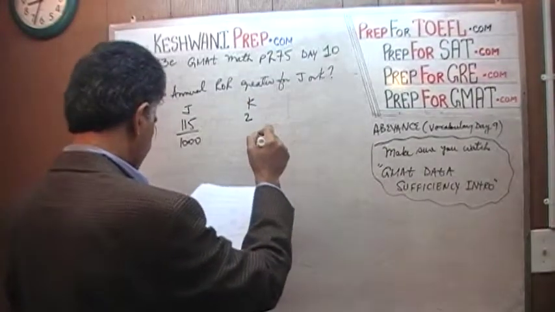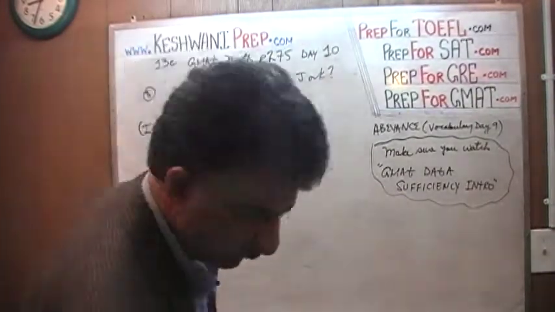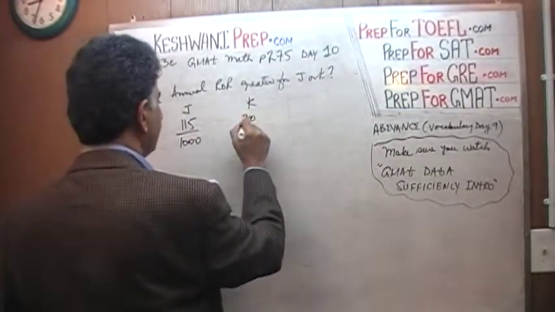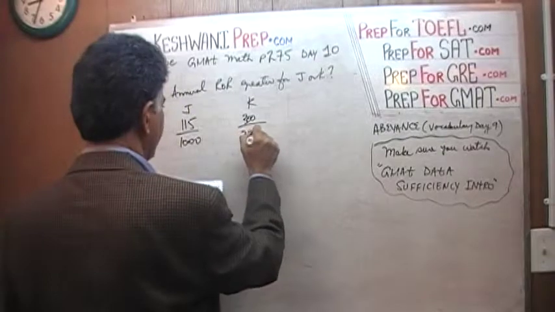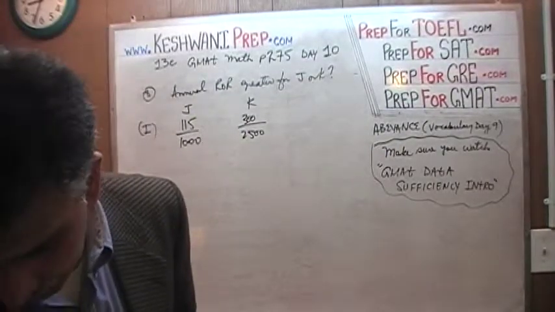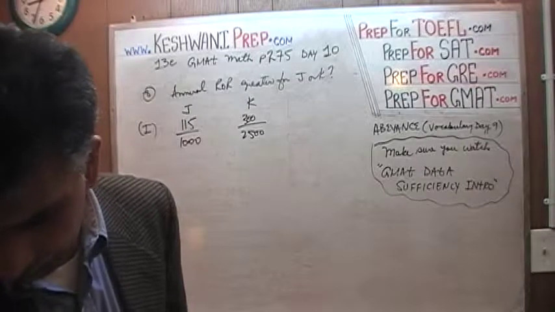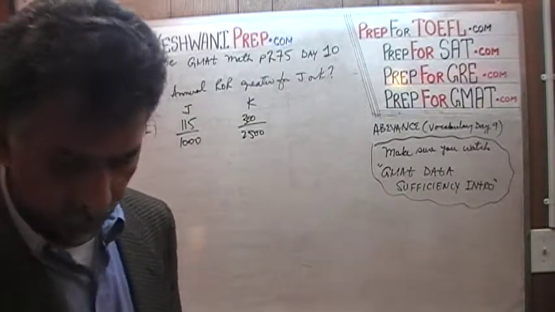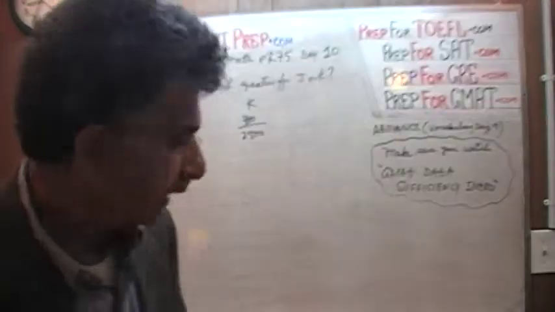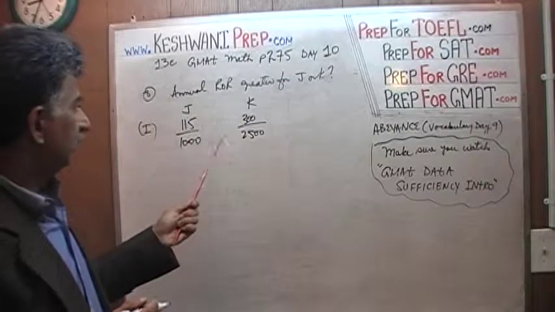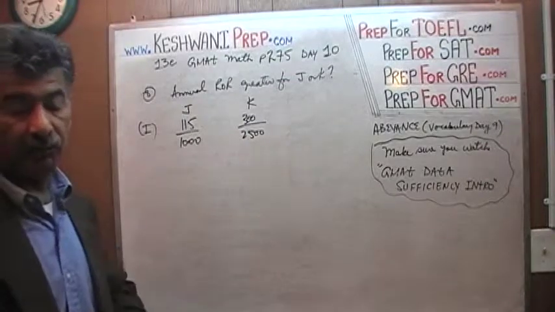K returns $300 per $2,500 for the same period of time, I hope, invested for any 1 year period. So the length of the period is the same, the length of time is the same. So the question now is, is it possible to tell which investment has the greater return? Of course, the answer is yes.